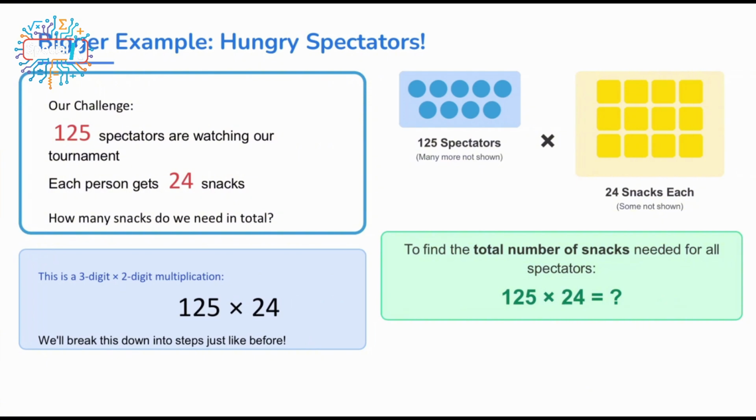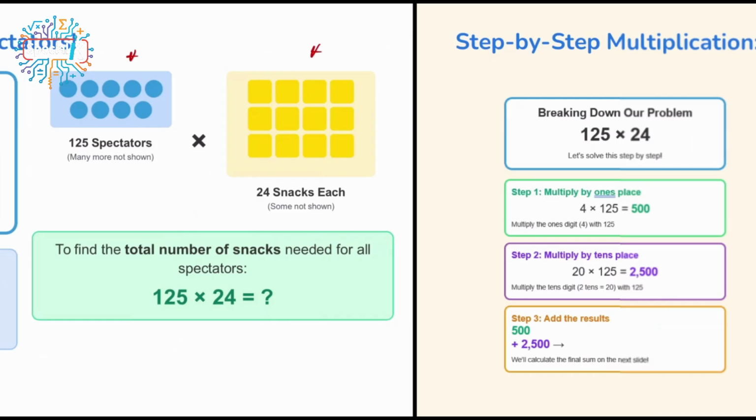Imagine that I do have spectators, and there are 125 spectators watching our tournament, and each of them needs 24 snacks. So at this point, how many snacks do I need in order to feed all of them? Easy. I have to find this value, 125 by 24. This is my mission. Remember, 3 digits by 2 digits. 125 spectators, each of them needs 24 snacks. Let's see what is happening.